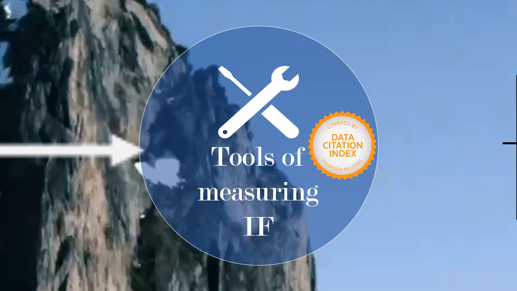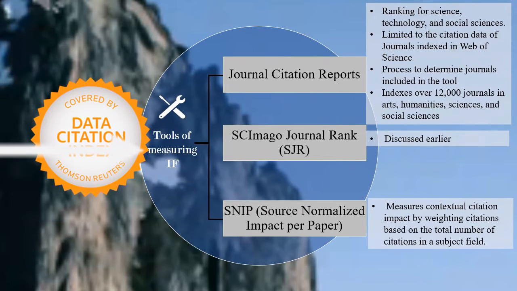So there are more than one tools to measure the impact factor. How do you measure the impact factor? So the first one to measure the impact factor is the Journal Citation Reports. Ranking for science, technology, and social sciences, limited to citation data of journals indexed in Web of Science. The tool indexes over 12,000 journals in arts, humanities, science, and social science.